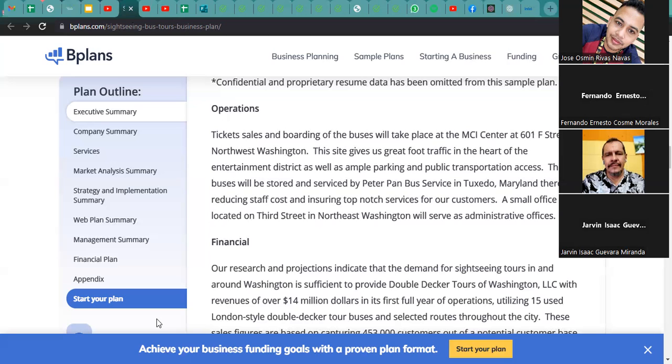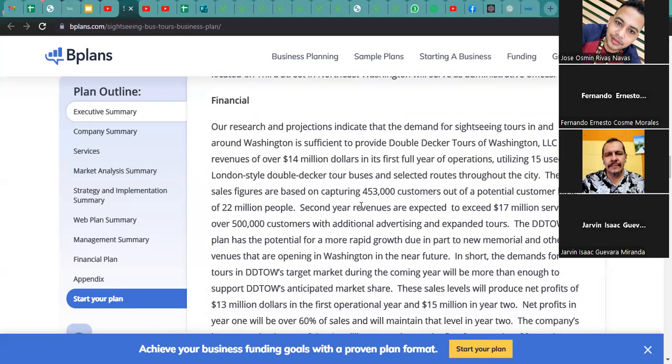Very good. So that is it. This is about the physical places, the operation, how it's going to be running. There are two places. One is going to be where the buses are going to be. It's very strategic because it has parking that is very nice and access to public transportation so people can get into that one. And then also a small office, right, that is going to be the administrative office. So very simple and just for people to know what is going on in that part.